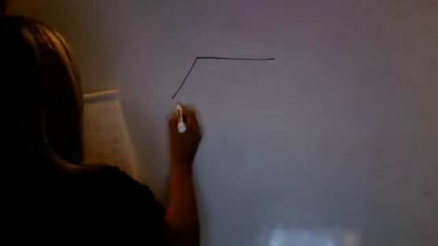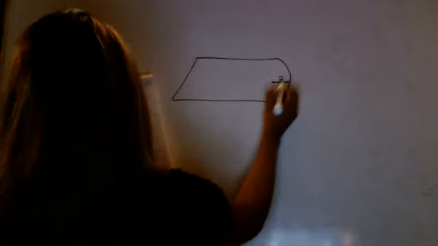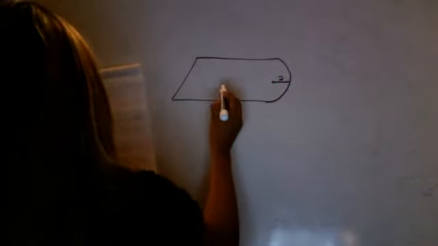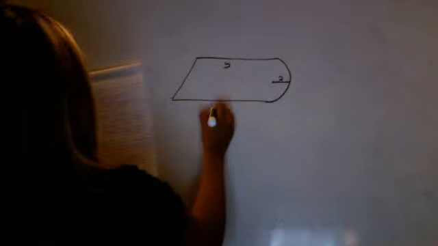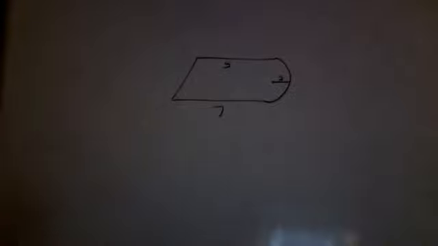And let's look at one more that's a little bit complicated. It's just an odd shape, and it looks something like this. Pretend like this is a perfect semicircle. Okay, I want you to find the area of this. This happens to be in inches.